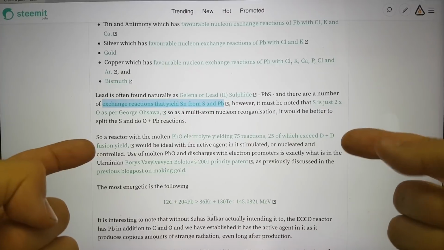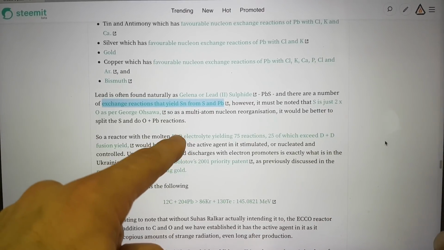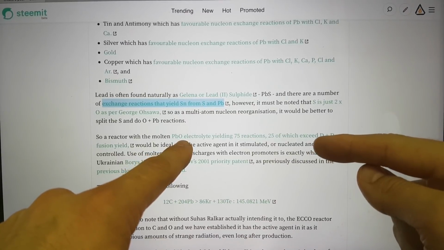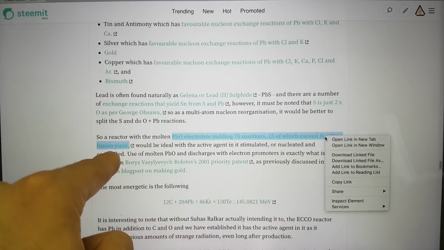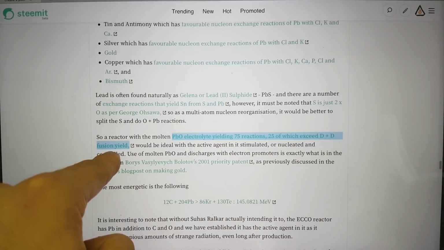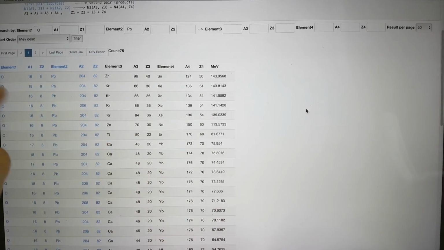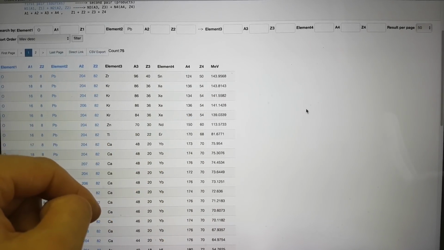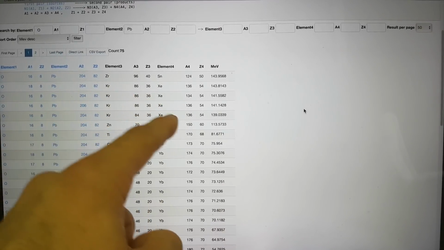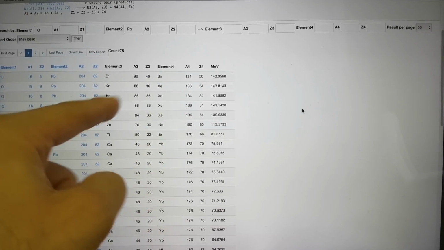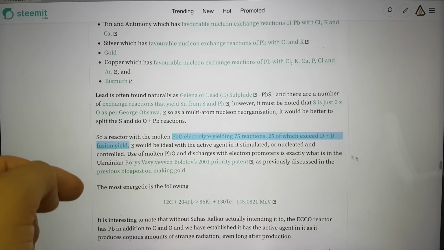So I'm suggesting that, if you wanted to, you would have a reactor with molten lead oxide electrolyte yielding 75 reactions, 25 of which exceed DD fusion. So let's have a look at that. Here are our 75 reactions, a very large amount producing large amounts of energy. In this case, these reactions here are producing krypton and xenon. So lots of noble gases being produced by this reaction.